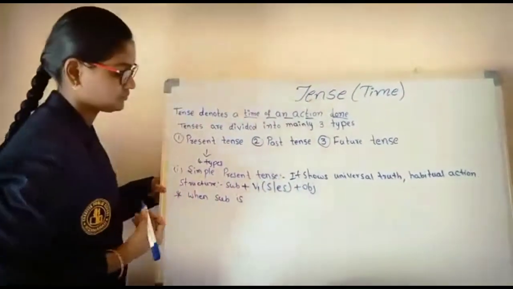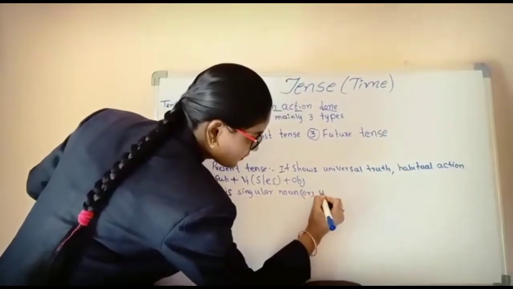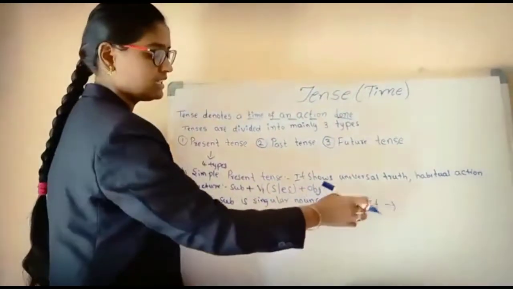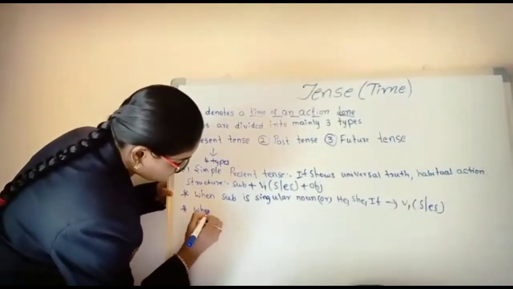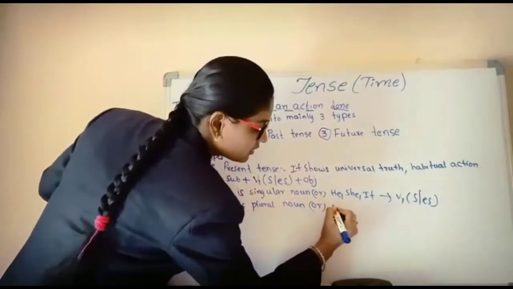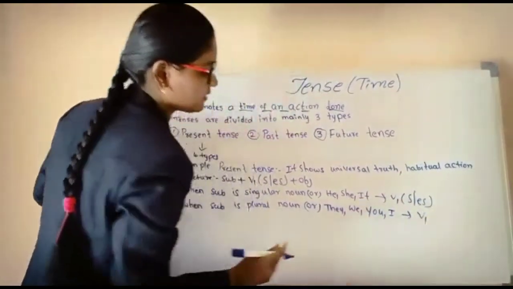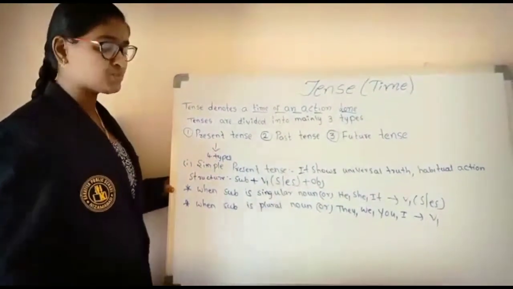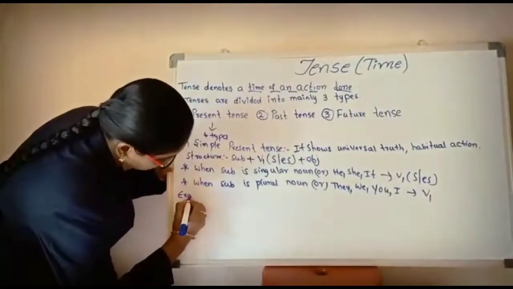When the subject is a singular noun or he, she, it, we use V1 s/es. When the subject is a plural noun or they, we, you, I, we use only V1. Let us see some more examples.